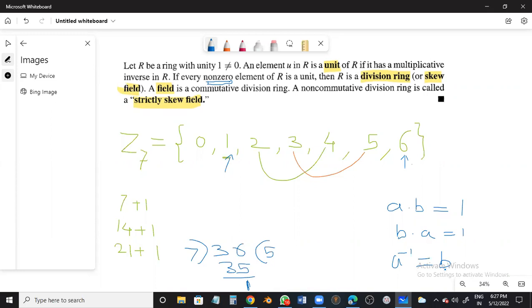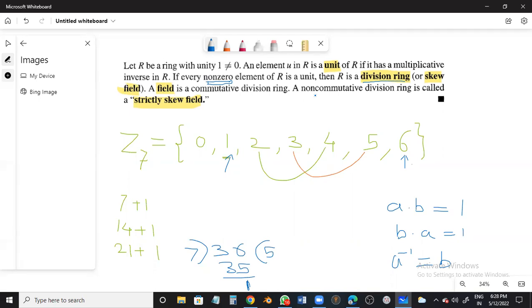Unit means multiplicative inverse. And if every element is invertible except 0, then that particular R is known as a division ring. And if that division ring is commutative, then it is known as a field. So a field is nothing but a commutative division ring. In FY, you have already learned that the set of real numbers is a field. You have learned field axioms for real numbers.